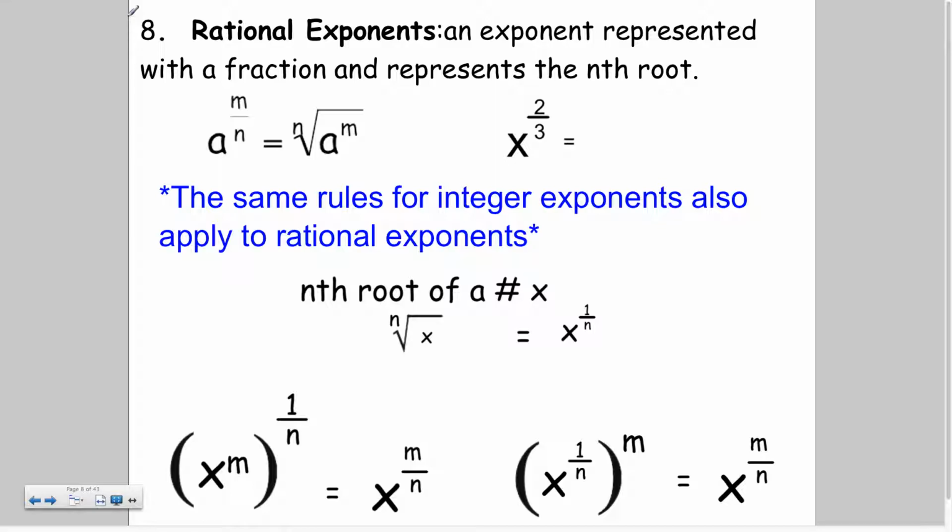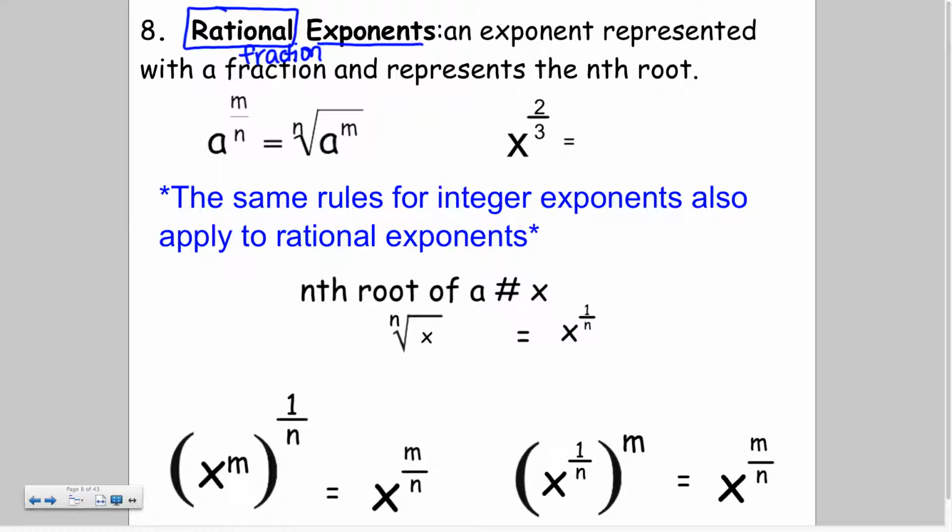But number 8 is a rational exponent. Now, this word rational is important because this means fraction. So I have a fraction exponent. Okay, if you look at this word, fraction, and then you look at the word right after it, exponent, then that means you're going to have a fraction exponent, whether you start with a fraction exponent or you end with a fraction as an exponent.